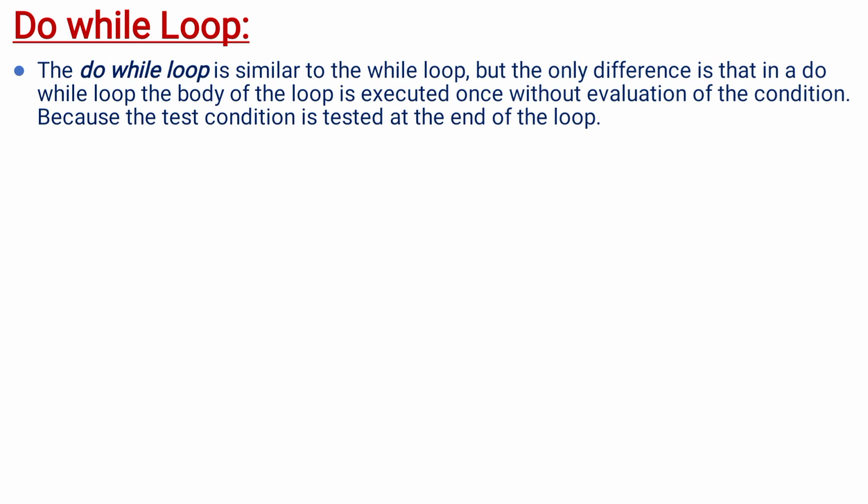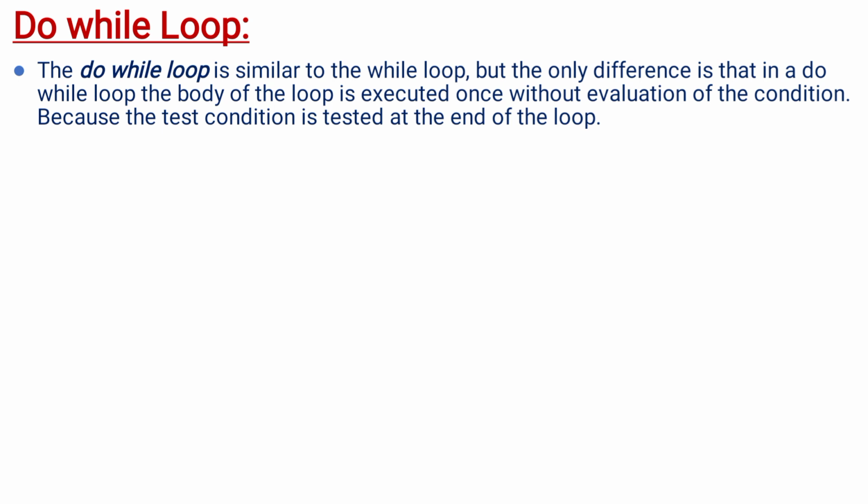The do while loop is similar to the while loop, but the only difference is that in a do while loop, the body of the loop is executed once without evaluation of a condition, because the test condition is tested at the end of the loop. See, in while loop, the test condition is placed at the starting of the loop. But whereas in do while loop, the test condition will be placed at the end of the loop.